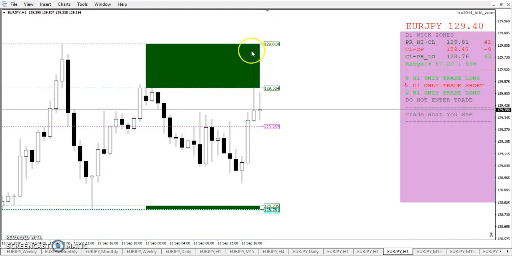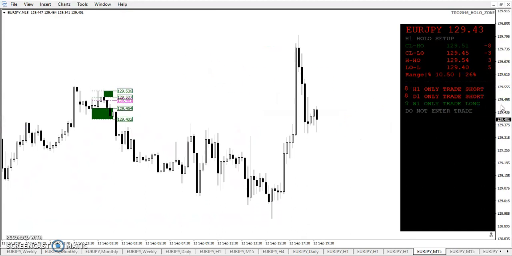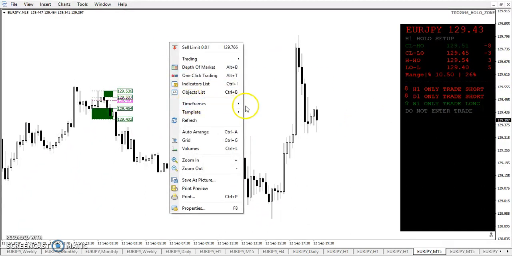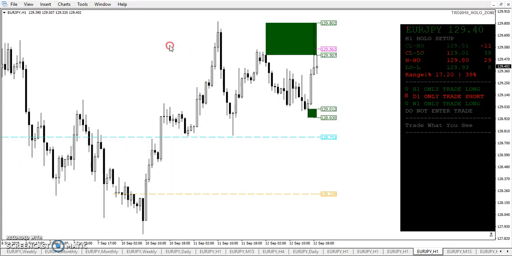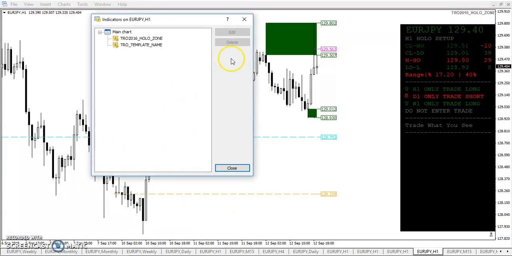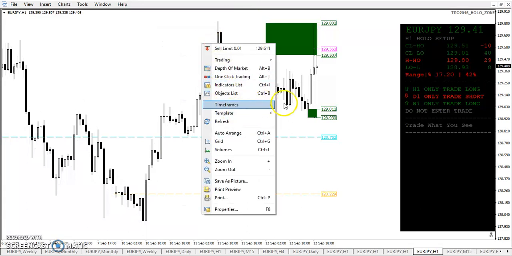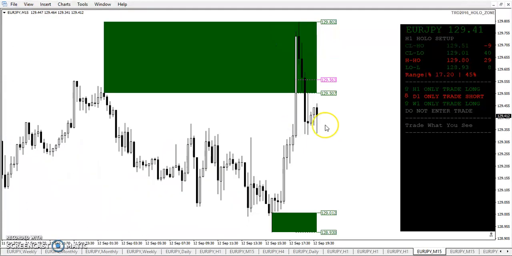And the wick zone, we know price doesn't like to stay in the wick zone. It shot up here and came right back out. And for the holo, looks like we need to do a refresh here. And go back to, I think we used 15-minute. And you can see here, we had a lowest open. We had a highest open here. It went in and came back out. Once again, very nice trade.